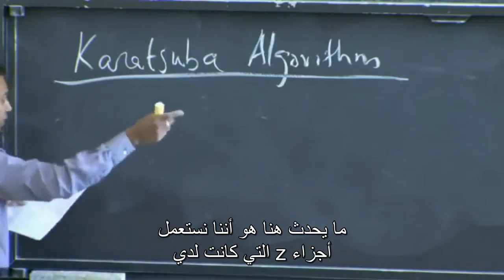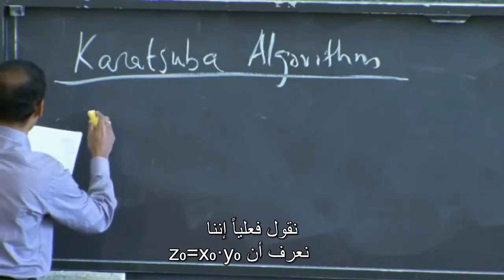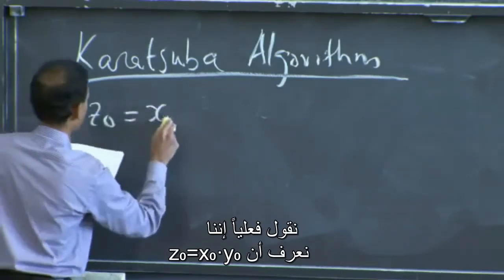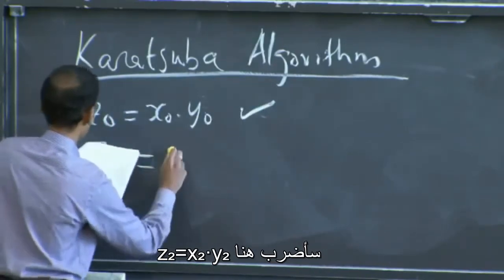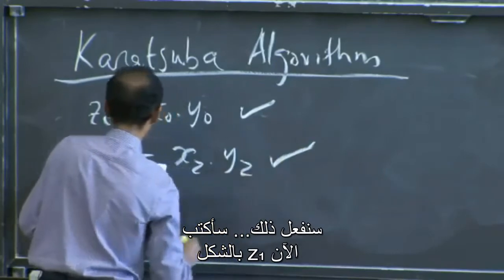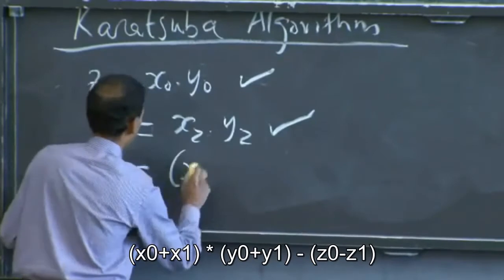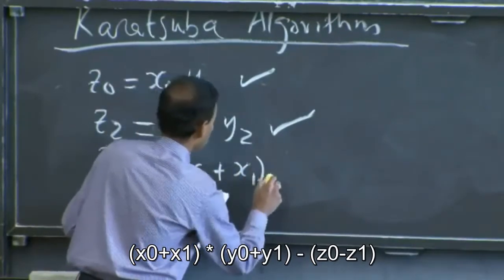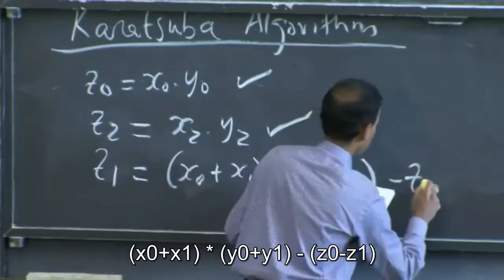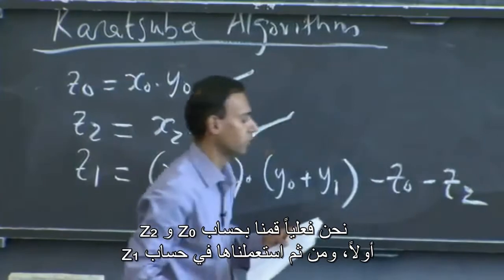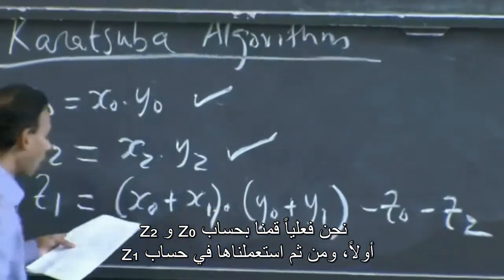What happens here is, using the z's that I have out there, you essentially say, look, I know z0 equals x0 times y0. I'm going to go ahead and multiply. z2 equals x1 times y1. Go ahead and do that. And now I'm going to write z1 as x0 plus x1 times y0 plus y1 minus z0 minus z2. So you're actually computing z0 and z2 first, and then using them to compute z1.